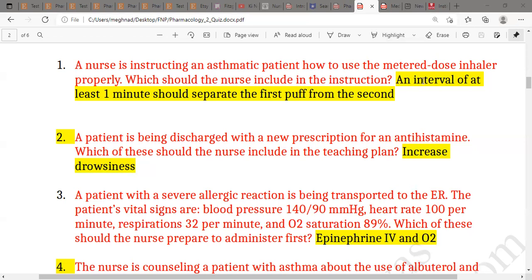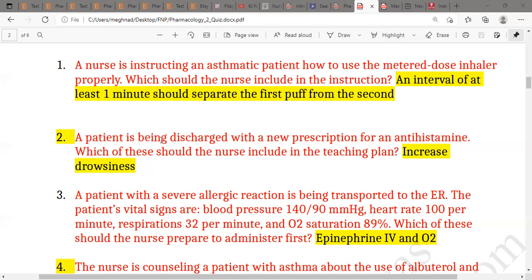Answer: an interval of at least 1 minute should separate the first puff from the second puff. So if the patient took the 2-puff inhaler, it is good to wait at least 1 minute.